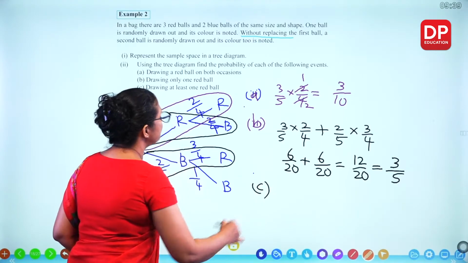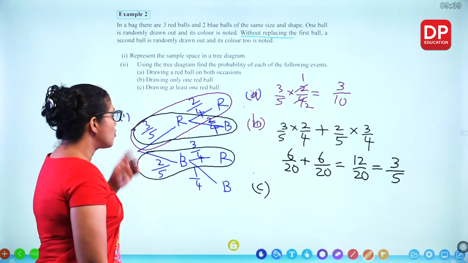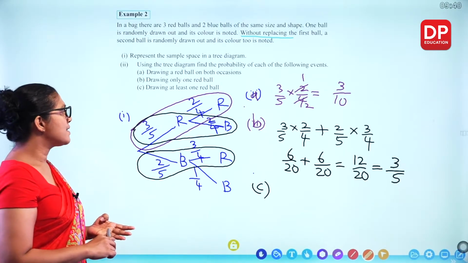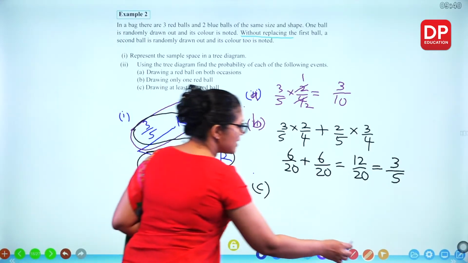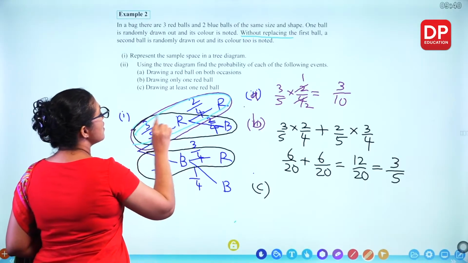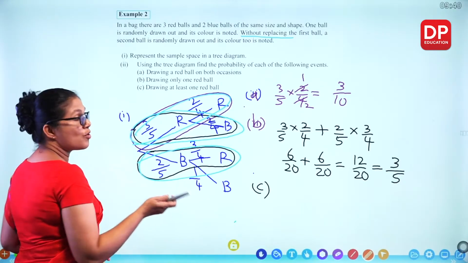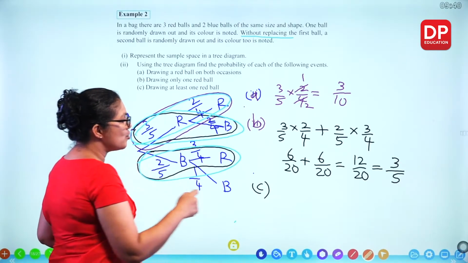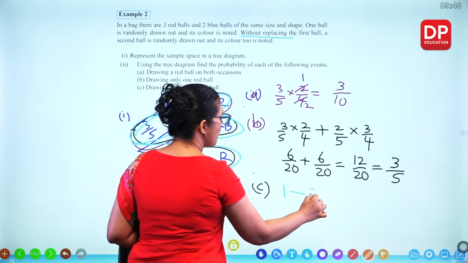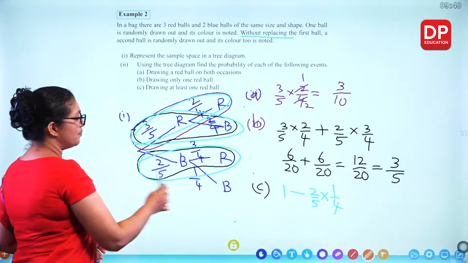Part C, drawing at least one red ball. So at least means either one red ball or both red balls. So all branches you can take. So what's the easiest way to do? This branch, and this branch, except this one. So when you have one only, you can do 1 minus this branch. 2 over 5 times 1 over 4.